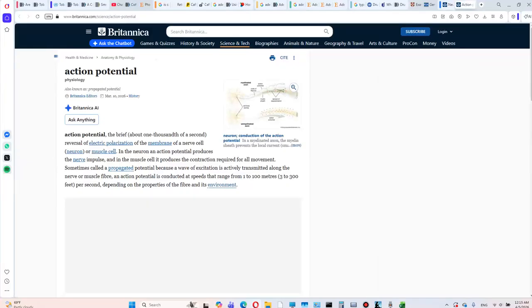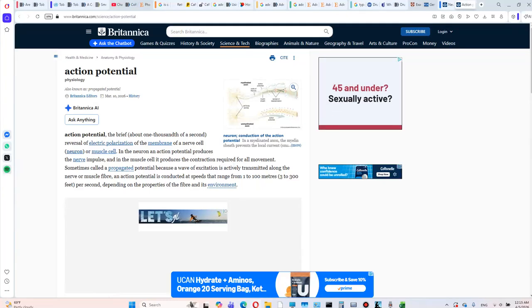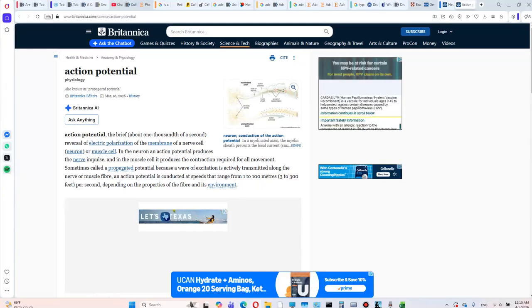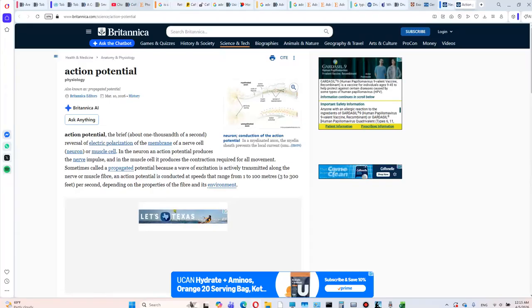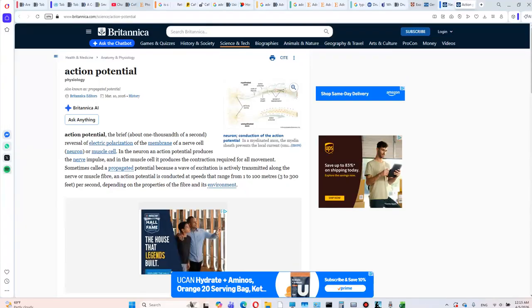Action potential. The brief, about 1,000th of a second, reversal of electric polarization of the membrane of a nerve cell, neuron, or muscle cell. In the neuron, an action potential produces the nerve impulse, and in the muscle cell, it produces the contraction required for all movement, sometimes called a propagated potential because a wave of excitement is actively transmitted along the nerve or muscle fiber.